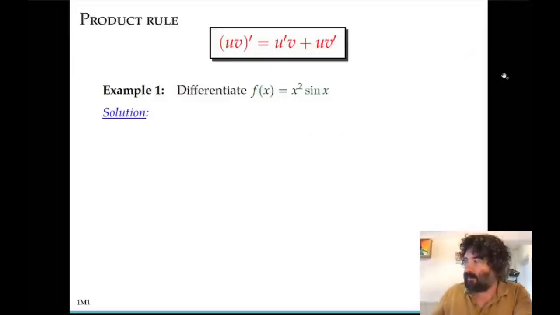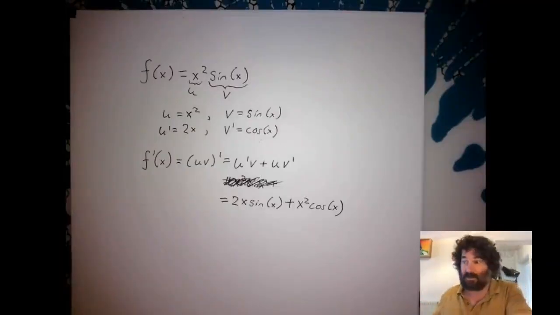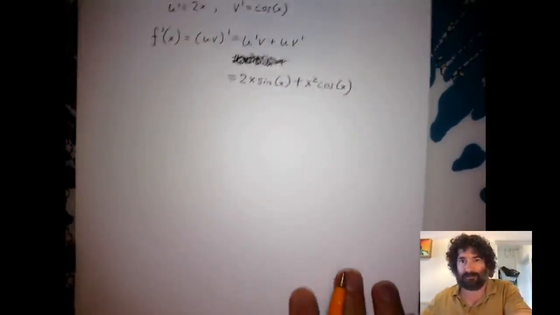I am going to do another really very similar example. Say now f of x is e to the x times cosine x. Once again, this is a product of two functions.